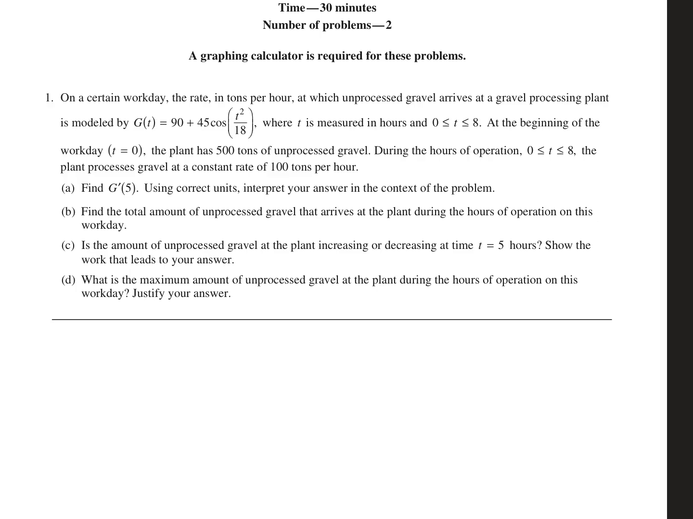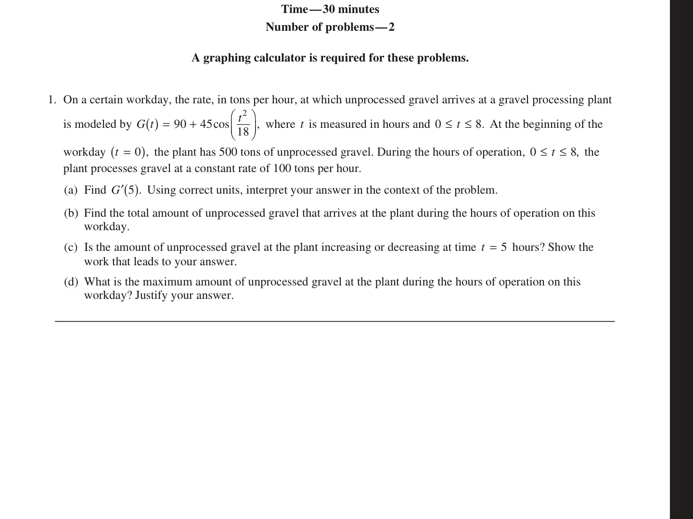This is from the 2013 AP BC test. We have gravel that's going into an unprocessed lot coming in at this rate, G of T, between 0 and 8. Before they start processing the gravel, there's 500 tons already there, and it processes at 100 tons per hour. So first thing I want you to find is G prime of 5.